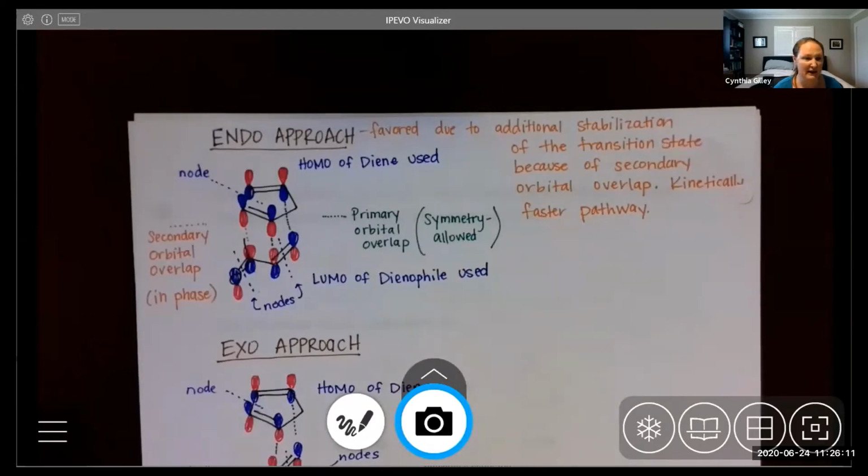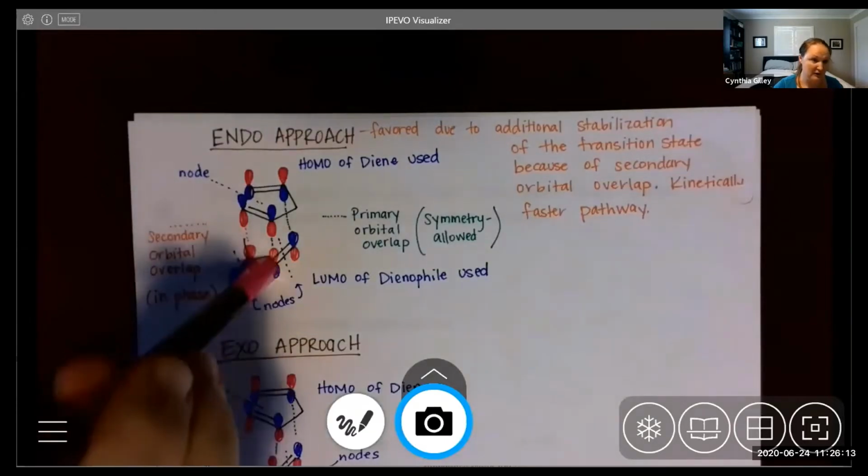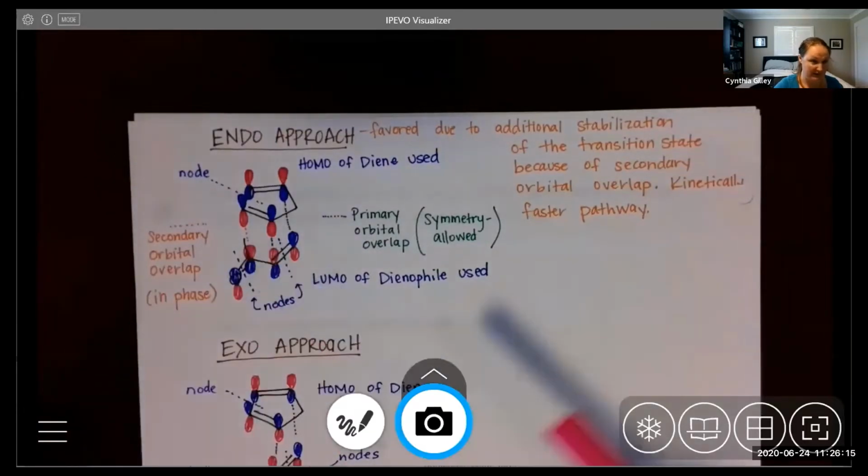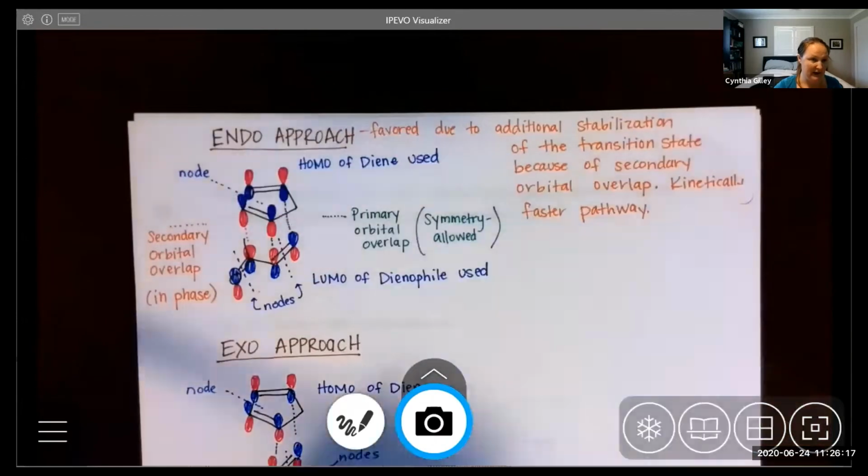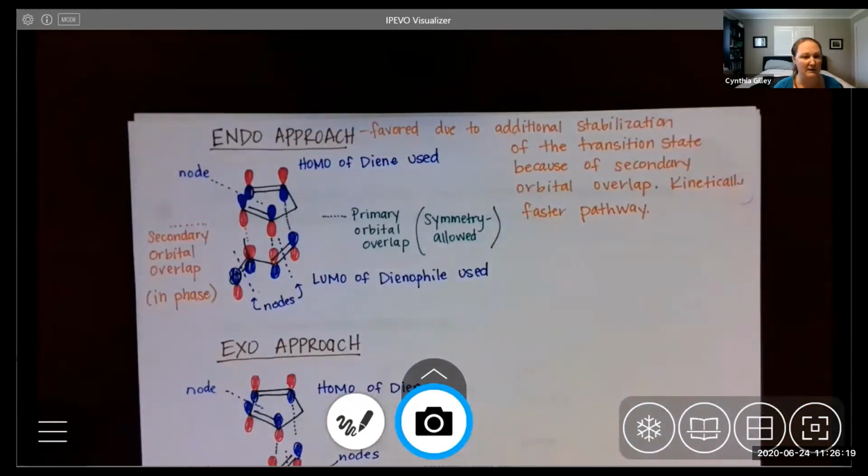Okay, so when the dienophile, instead of approaching from the bottom, approaches from the top of the plate, that will lead to the enantiomer. So that's always happening. We don't need to draw both of them. So we're just drawing it from the bottom.